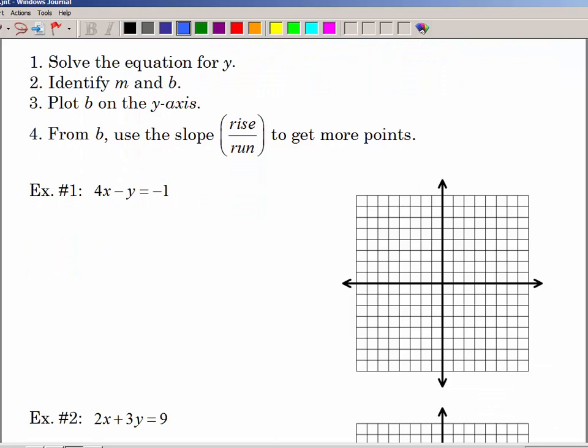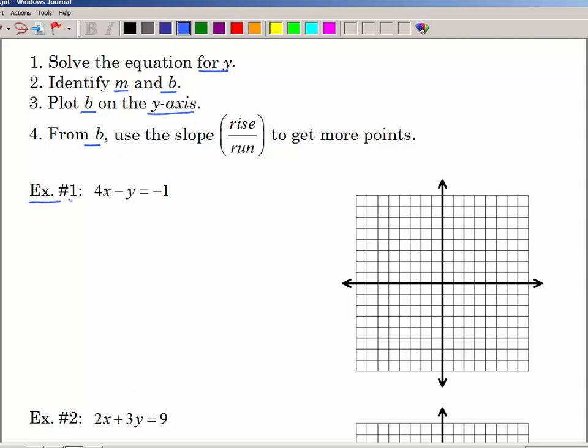So the steps we want to do is we want to solve for y. We want to identify our m and b, our slope and y-intercept. We want to plot b always on the y-axis, and then from b we're going to use the slope, that rise over run, to get more points.